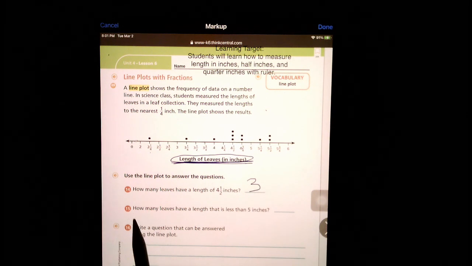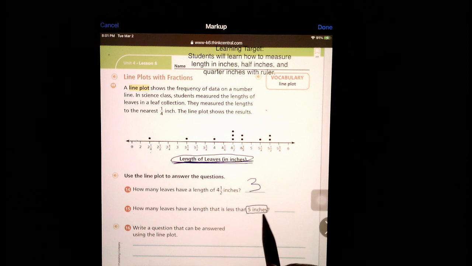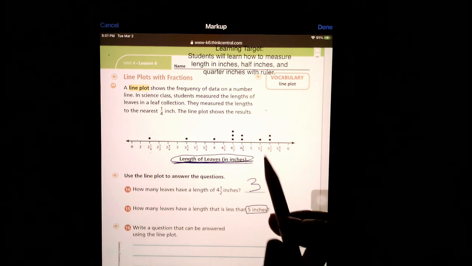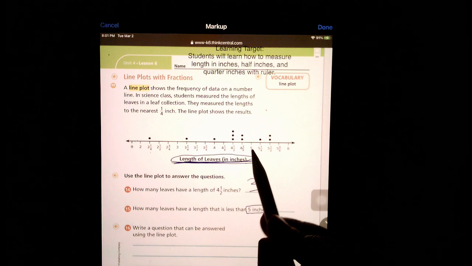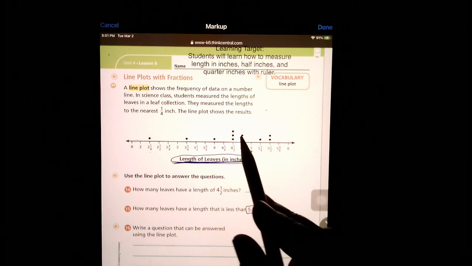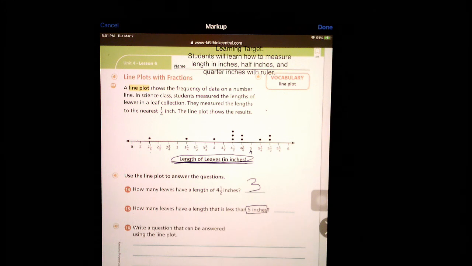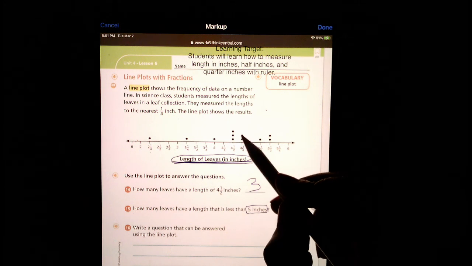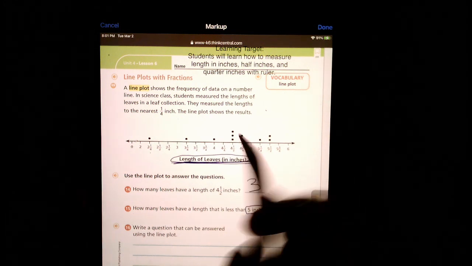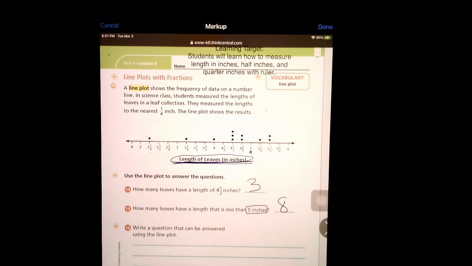Go to problem number 15. I'll read it. How many leaves have a length that is less than 5 inches? Less than 5 inches. So what I would do if I were you, I would circle all of the different numbers that were less than 5 inches. Here's 5 inches right here. Count up how many leaves were less than 5 inches. So pause the video and go do your counting. Welcome back. If you did this, 1, 2, 3, 4, 5, 6, 7, 8. 8 leaves. Your answer is correct.